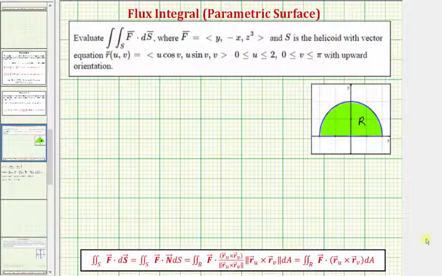Welcome to an example on how to evaluate a flux integral when the surface S is given parametrically. We want to evaluate the double integral over the surface S of F dot dS, where the vector field F is given here, and the surface S is the helicoid with the vector equation given by r(u, v). u is on the closed interval from 0 to 2, and v is on the closed interval from 0 to pi, with an upward orientation.